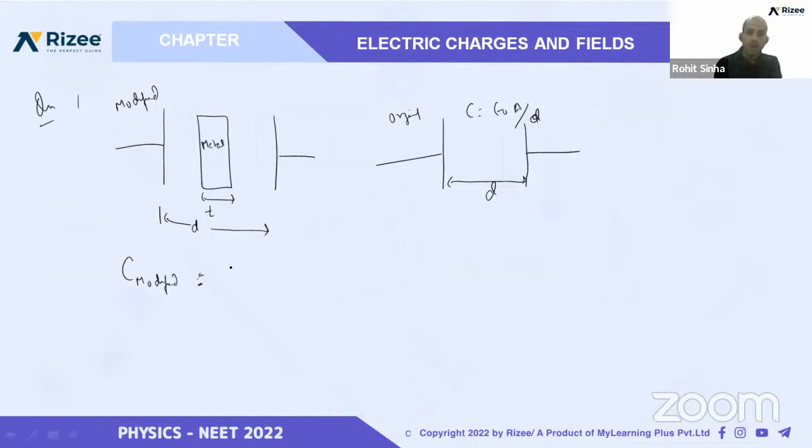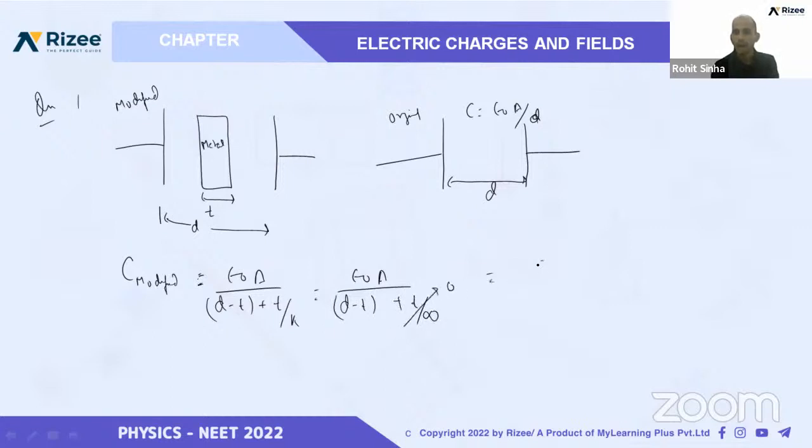Let me see how infinity came. C is equal to, we know, epsilon naught A by D minus T plus T by K. Here T by K, where K is infinity, will be 0. So the answer will be epsilon naught A by D minus T. This will be the answer. Any problem?